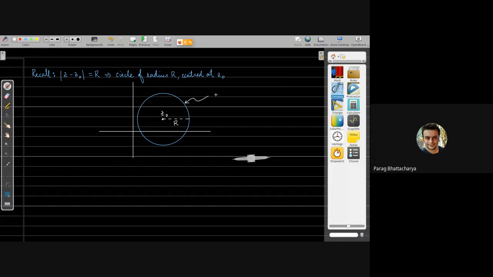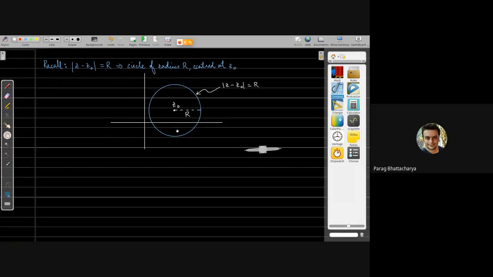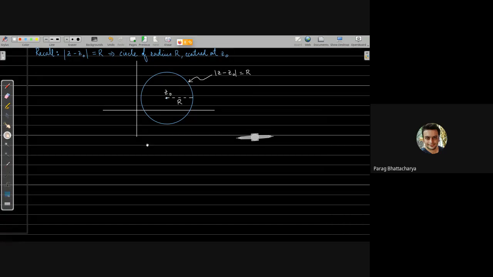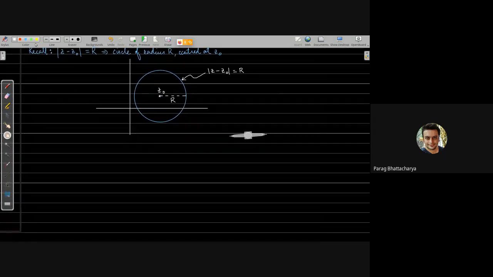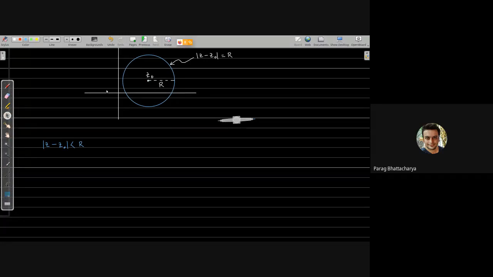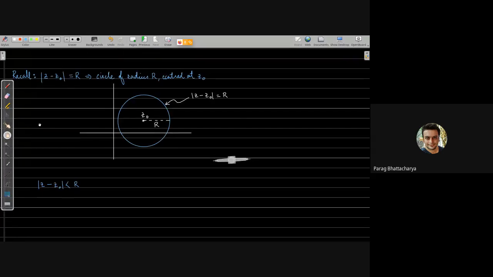Now if I have something like this instead, let's say I have modulus z minus z naught less than r. So in that case, what happens? In this case, we will also involve a circle. The difference will be that now we are not talking about the circumference of the circle, we are talking about the area which is covered by the circle. Okay, so there's a difference between the two.